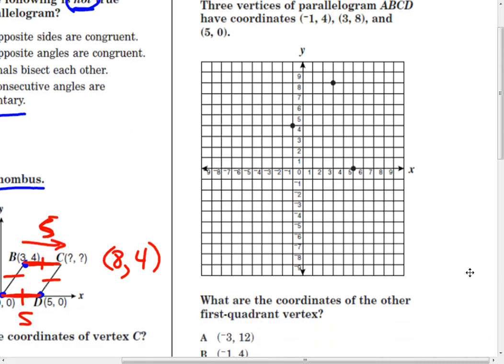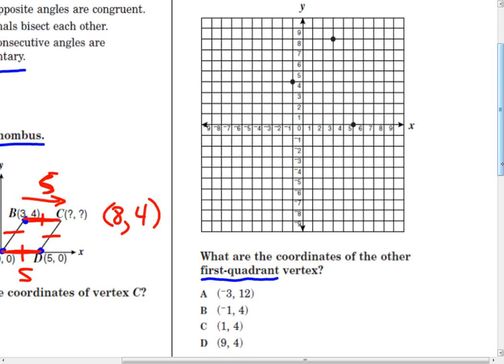Be careful with this type of problem. This one is telling us, look in the first quadrant. So it's narrowing down our field of vision to something that's over here. Use rise and run. Over 4, up 4. So the actual diagram would be that. I'm looking at the rise and run. It's a parallelogram, so those slopes have to be the same. That takes me to 9, 4.